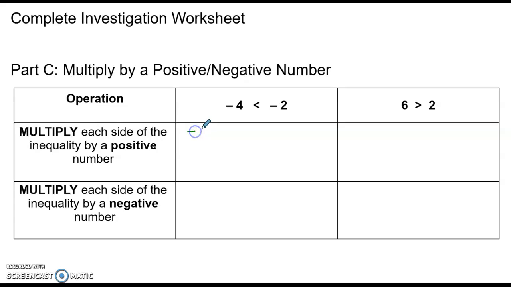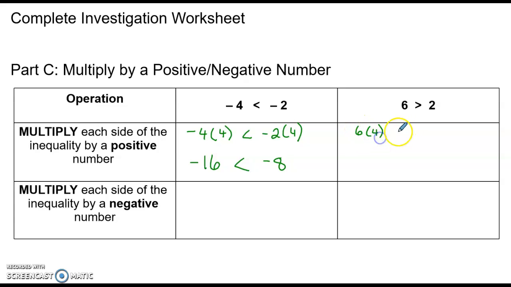First of all, we're going to multiply -4. Let's multiply by the number 4. And -2 by 4 as well to see what happens. -4 times 4 is -16. -2 times 4 is -8. And -16 is less than -8. So the inequality holds true.